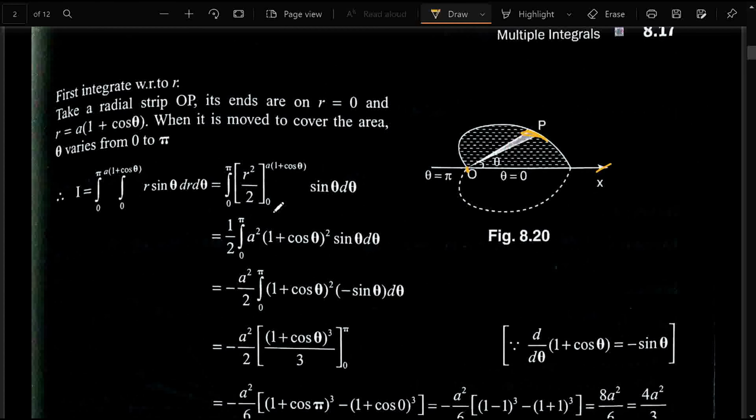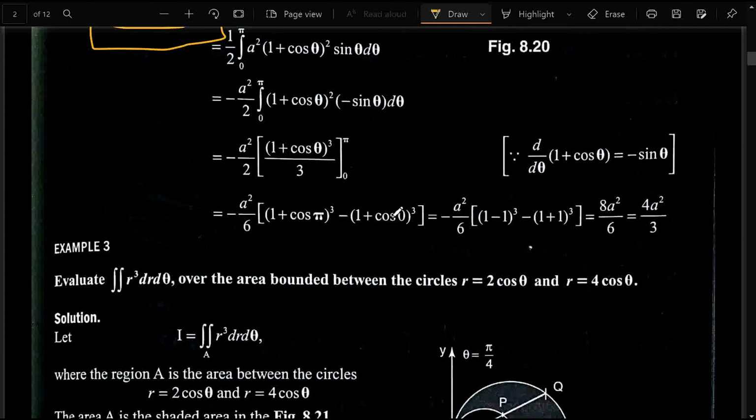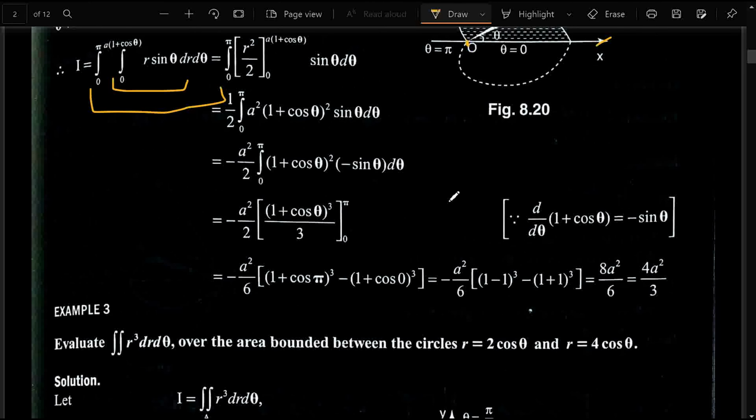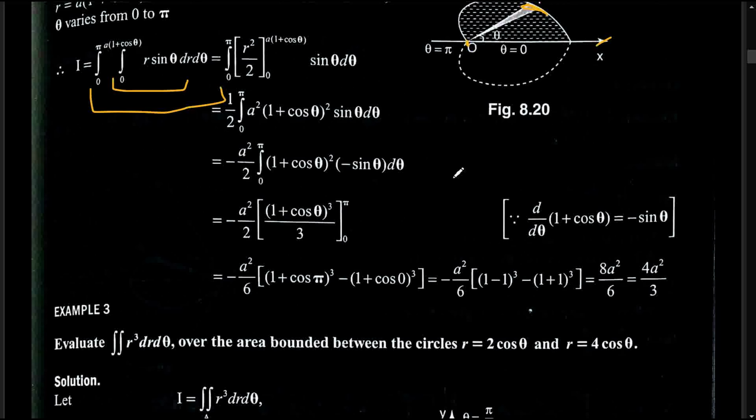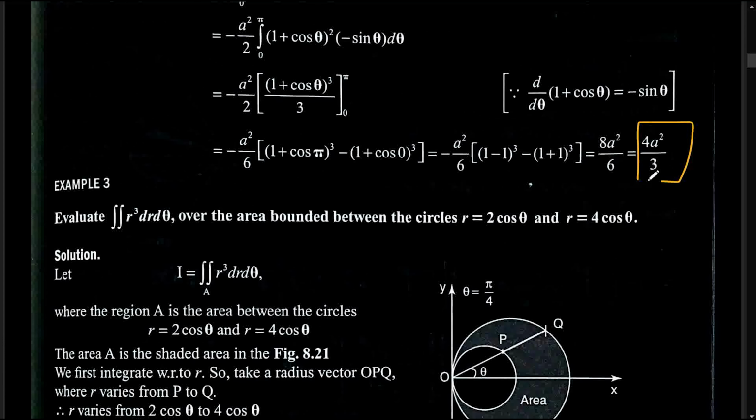After that, it is a simple double integration: solve first with respect to r, and then solve the whole thing with respect to theta. These are simple, self-explanatory steps. If you have any doubt in any step, just comment below and I will explain personally. Then you get the answer.